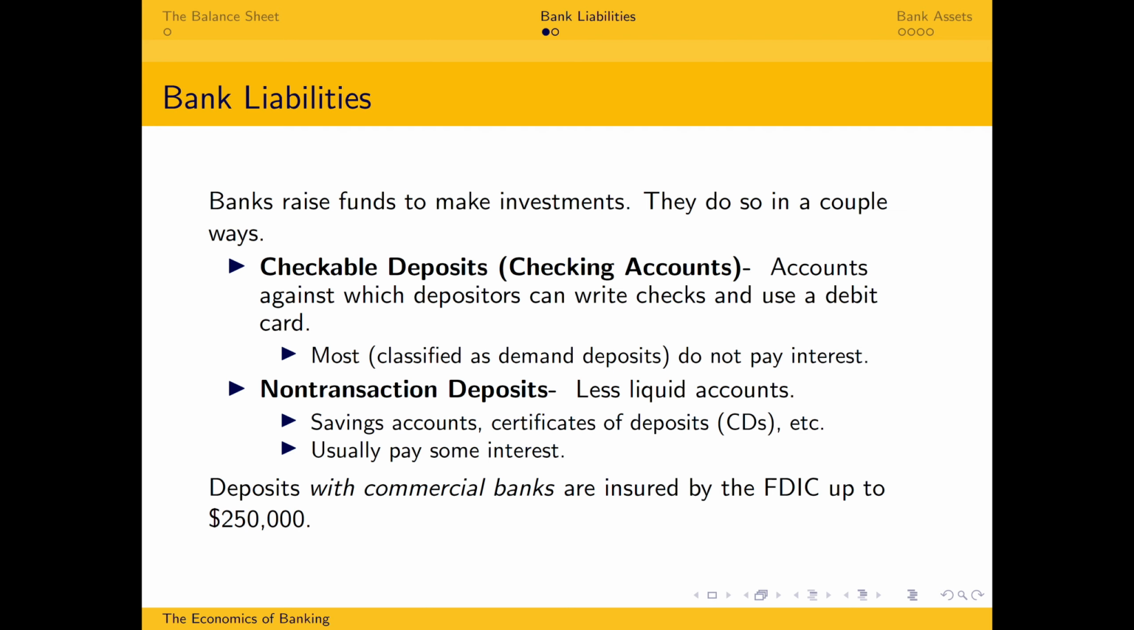However, banks also raise funds through non-transaction deposits. And the main difference between these accounts and checkable deposits is that they're less liquid. So savings accounts, certificates of deposit, any time deposit falls under a non-transaction deposit, and these ones pay some interest. And the reason you're going to get more interest from these non-transaction deposits is because they're less liquid. And as we'll see later on, banks can do more with the money put into these deposits.